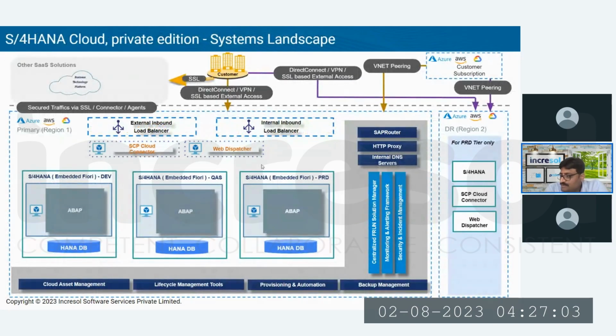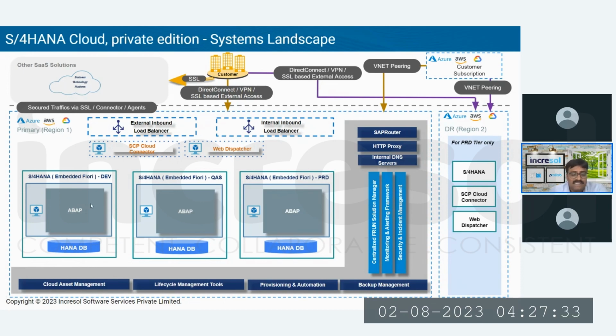Okay, so I would like to spend a couple of minutes on this slide. This is the most important slide. So S4HANA Cloud Private Edition system landscape. So how the system landscape will be when you go to the cloud in terms of private cloud, private edition. So you will have your development environment, which is your application server and HANA-DB. These are 2 VMs. And quality again, quality application and quality database, production application and production database.